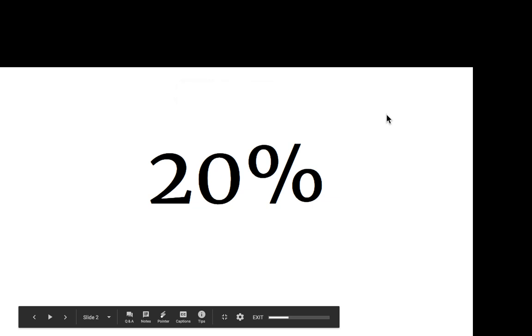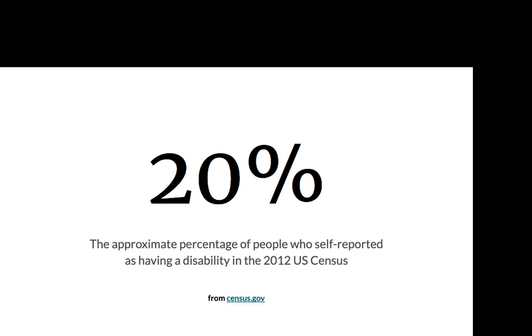So the title of this talk is Easily Accessible, and I'm going to start off with a number, 20%. Does anyone here know what that number represents? No hands are going up. So what that number represents is the approximate percentage of Americans, United States citizens, that self-reported as having a disability in the 2010 census.